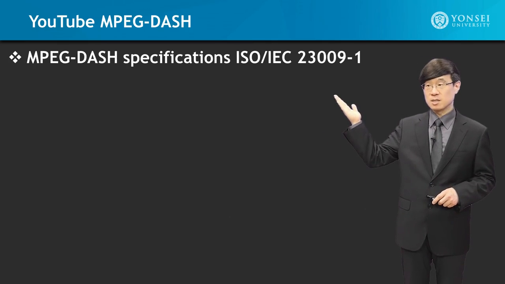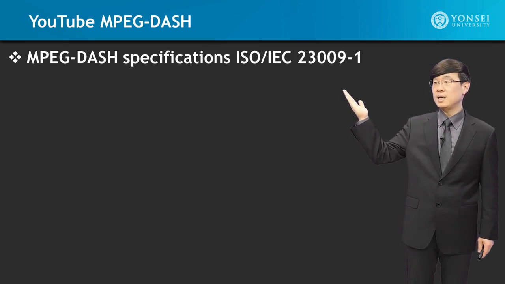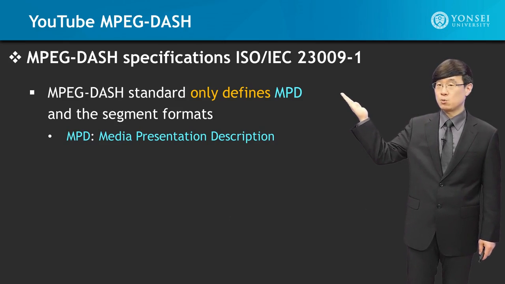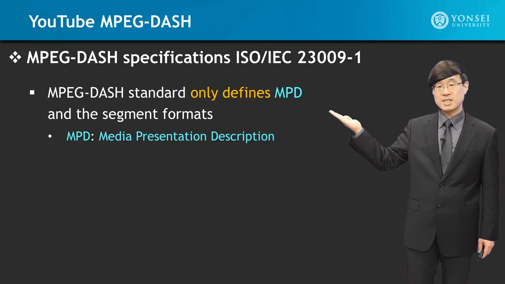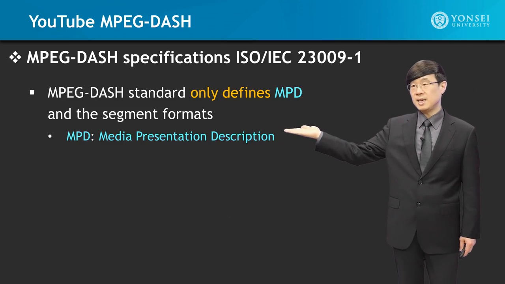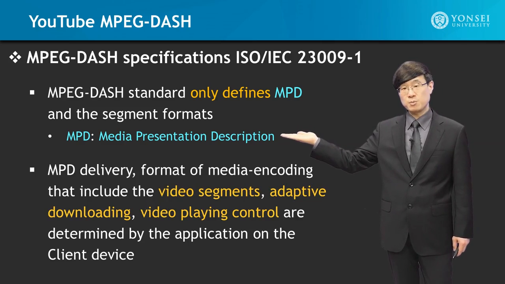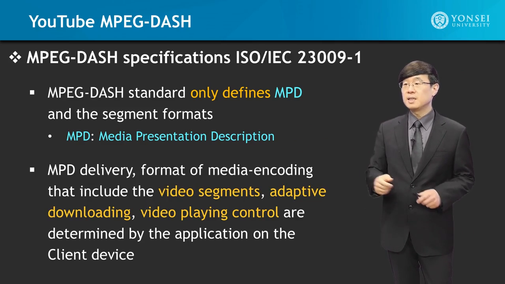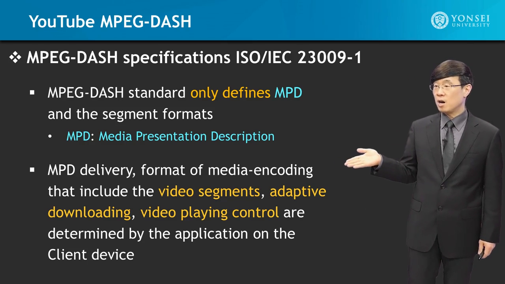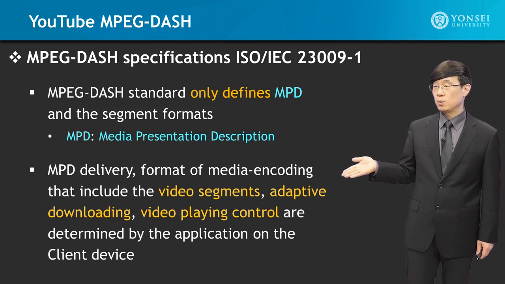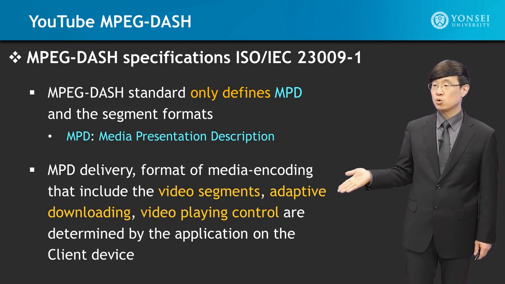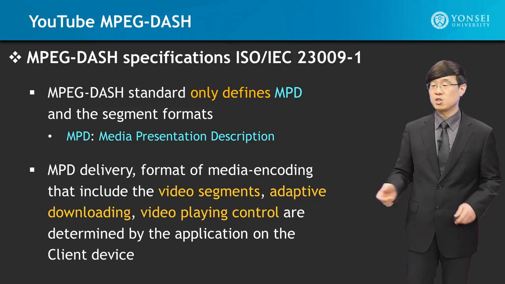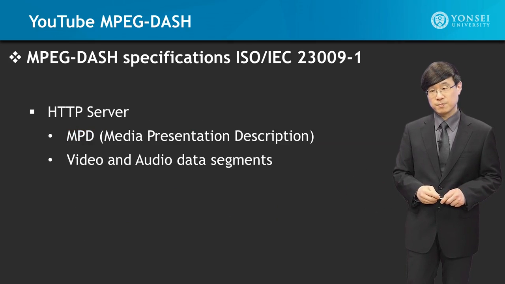MPEG-DASH specifications are based upon ISO IEC 23009-1. The MPEG-DASH standards only define the MPD and the segment formats. The MPD is the media presentation description. The MPD delivery format of media encoding that will include the video segments, adaptive downloading, and video playing control are determined by the application on the client device.